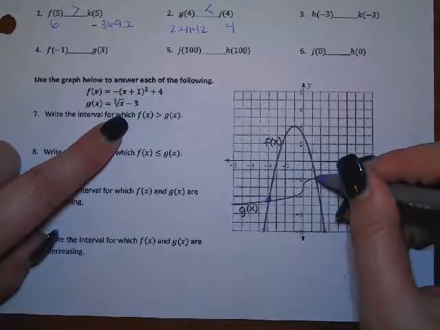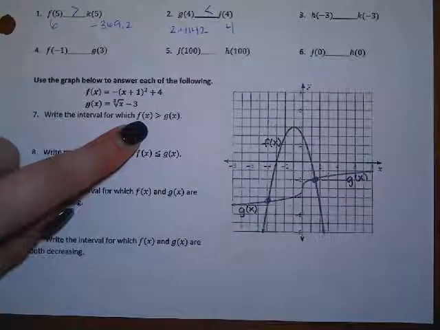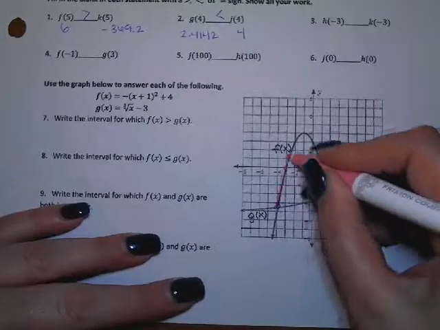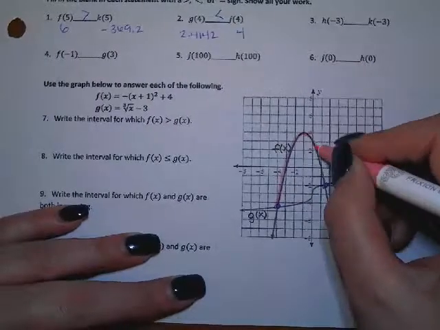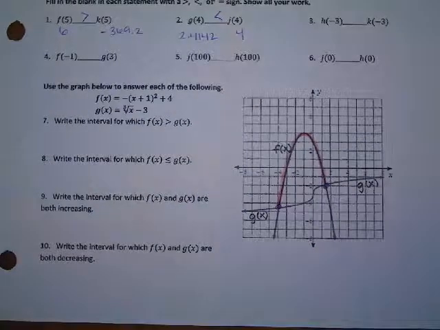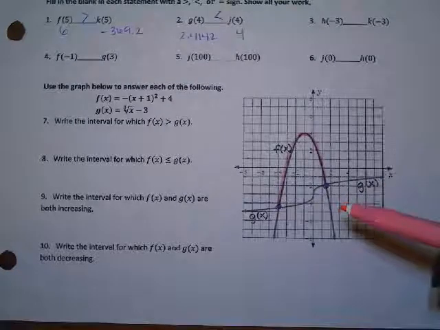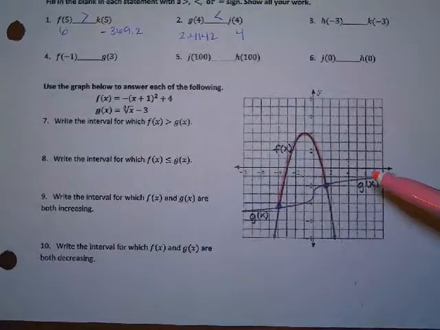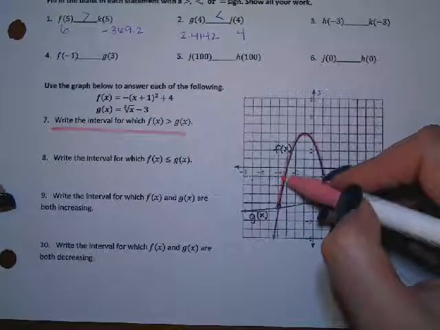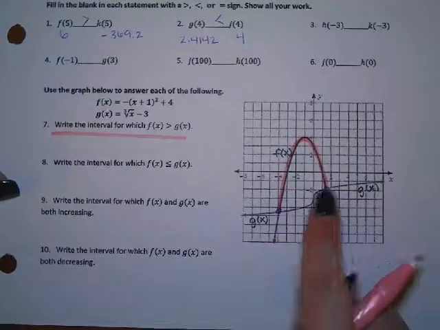Okay, so if we were looking for the spot where f of x is greater than g of x, it's this part right here. That is where f of x is on top. So it's bigger because the y values are higher. I can see that the y values are higher because it's on top. Okay, so this one is this part right here. How am I going to figure out these numbers?